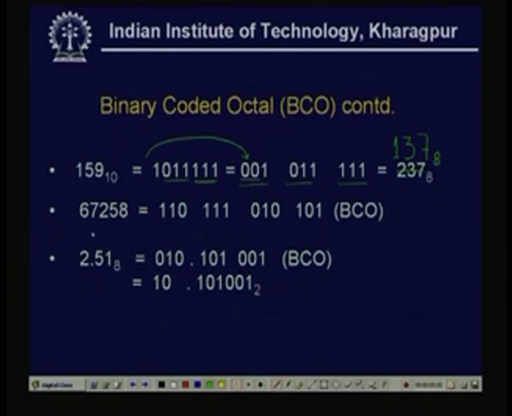Now, if I take another example, 6725 in the decimal number system, then first it is converted to binary numbers. So, this is 1 1 0 1 1 1 0 1 0 1 0 1. Okay, one thing is better, I take this as the octal.